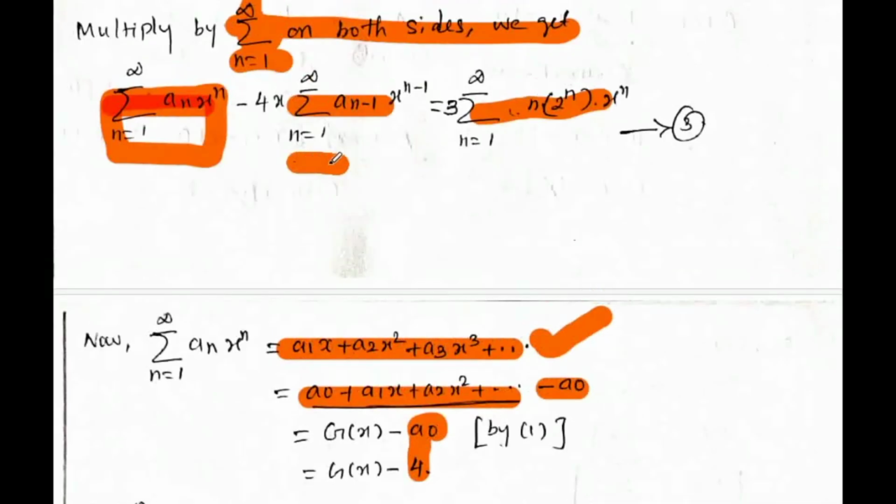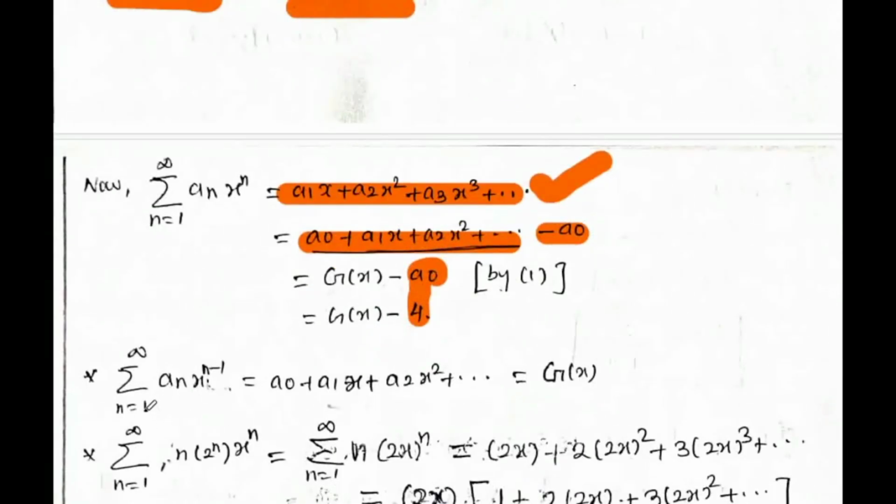Okay. So we know this term is nothing but equation number 1. What is equation 1? g of x. Okay, so this is called g of x minus a naught. And also they given what is a naught value. A naught value is 4. We find the second term. What is the second term? Summation n equal to 1 to infinity a n minus 1 into x power n minus 1. So we take n equal to 1 to infinity a n minus 1 into x power n minus 1. Substitute n equal to 1.